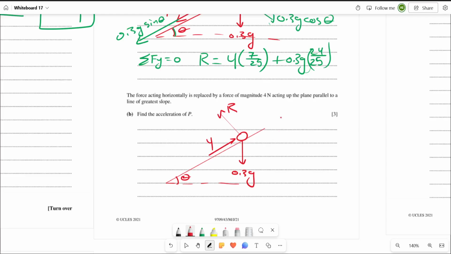Okay. And it tells you that there is acceleration of p. So this particle is now accelerating and it's going to accelerate up the plane, right? So if it's accelerating up the plane, the friction is going to be down the plane, mu R. Now, anything else? No, let's resolve our weight. We're going to have a component like this, 0.3 g cosine 20, and over here, 0.3 g sine 20.